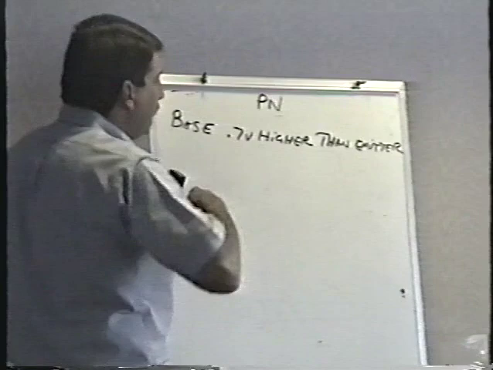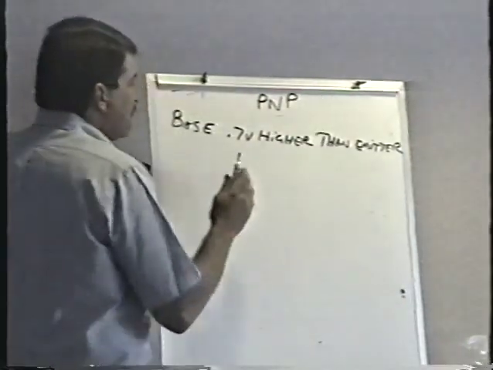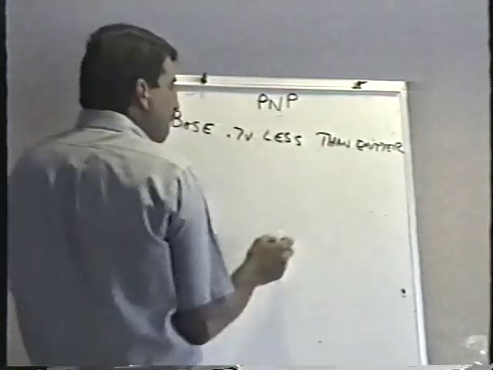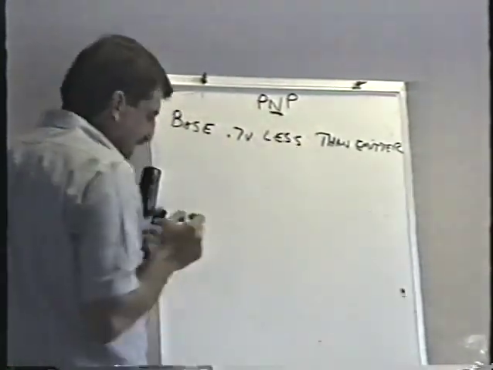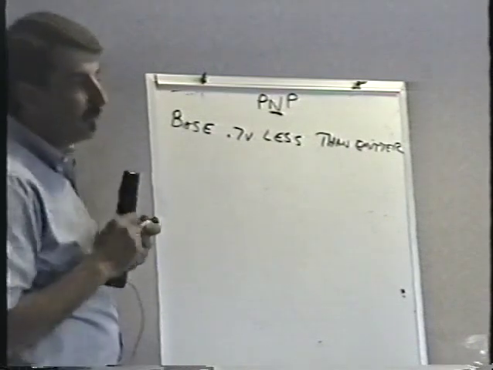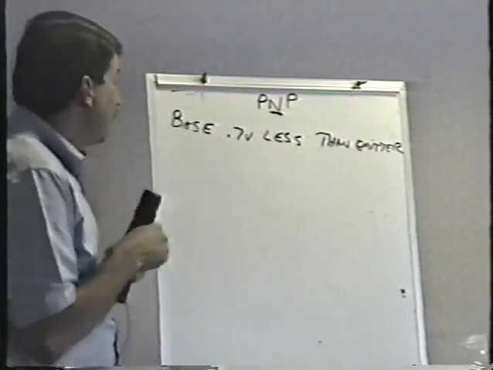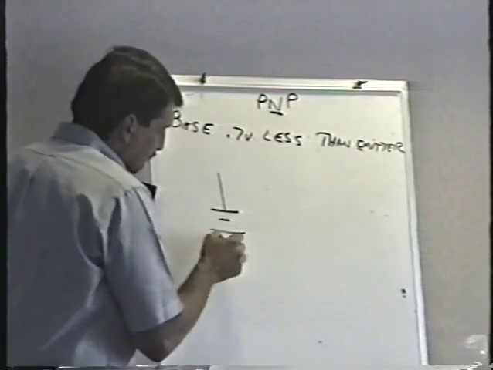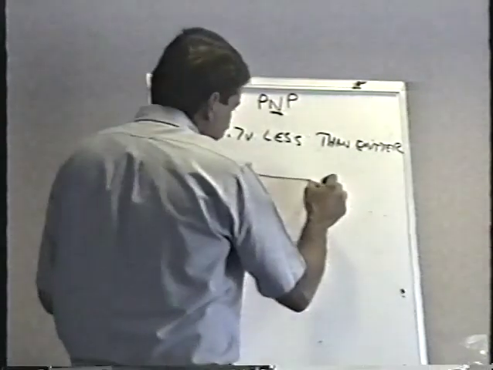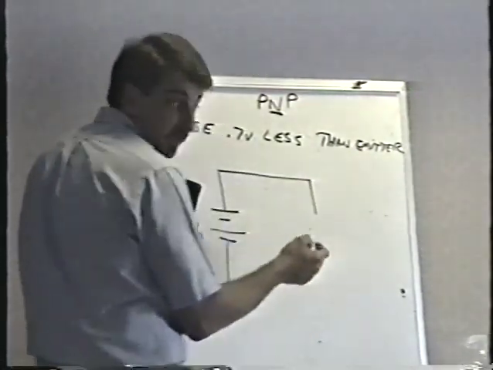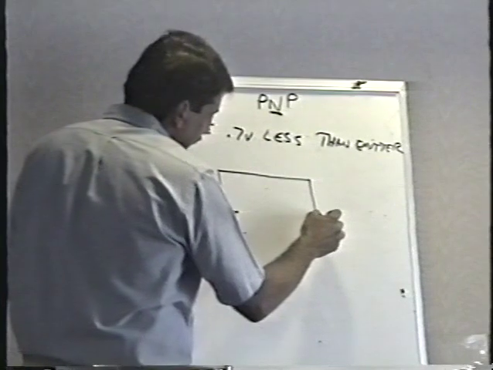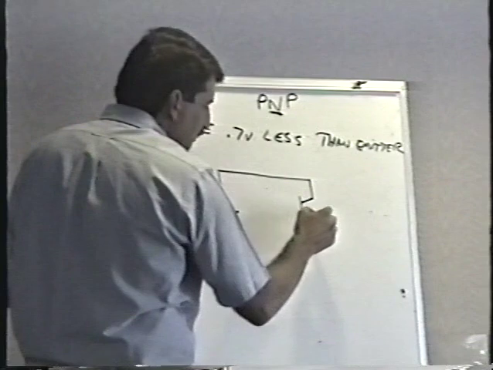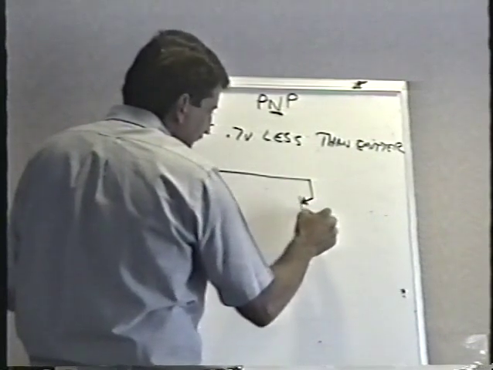The PNP, the base has to be 7/10 of a volt less than the emitter. 7/10 of a volt more negative. That center letter is the base. If it says N, then it's got to be more negative. So for instance, if I were to use a PNP transistor for the same circuit to light up the lamp, just a demonstration circuit, I would actually have to connect it like this. I couldn't do a ground switch deal. I would have to connect it like this.